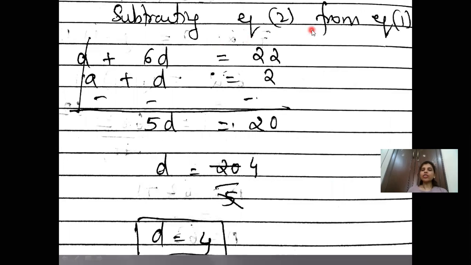Now subtracting equation 1 from equation 2, we'll be cancelling A and we'll be getting 6D minus D is equal to 5D. 22 minus 2, because the sign has changed now. 22 minus 2 will give us 20. 20 divided by 5 will get the value as 4. So that is how we got the value of D.